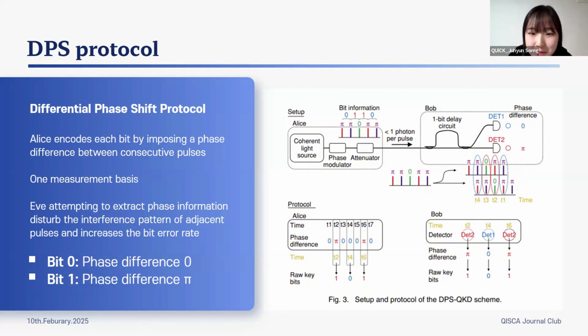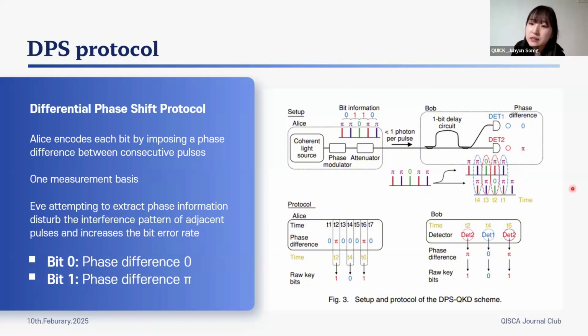And Bob receives the pulses and passes them through the interferometer. This means that each incoming pulse is interfered with the previous pulse before being measured at two detectors.